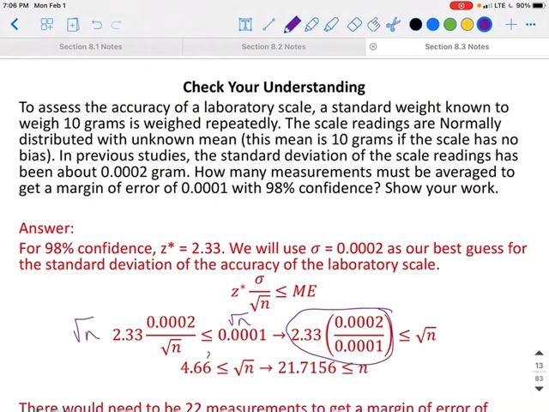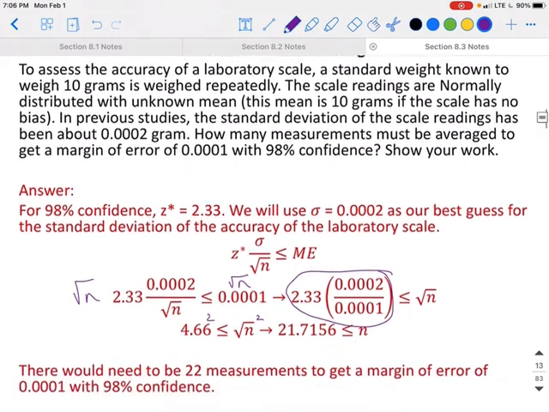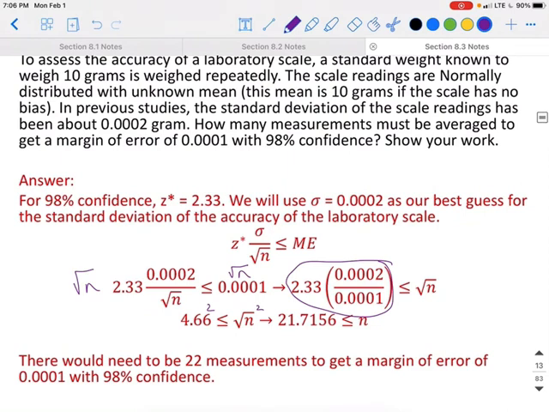And to get the n by itself, you can then square both sides. And we know that our sample size needs to be at least 21.71. Now you can't have part of a measurement, so that means we need to do at least 22 measurements to get a margin of error of 0.0001 with a 98% confidence interval.